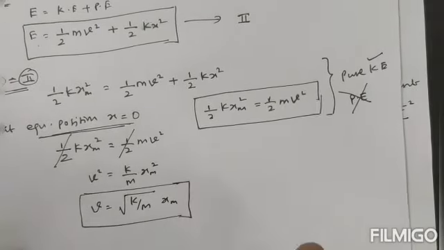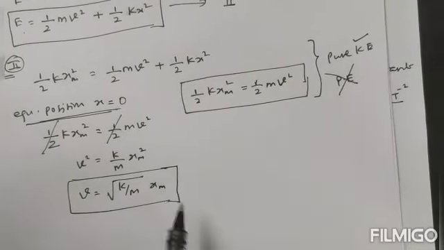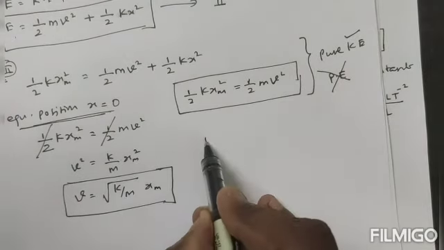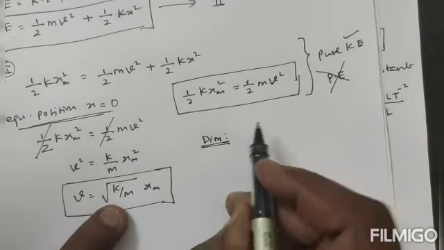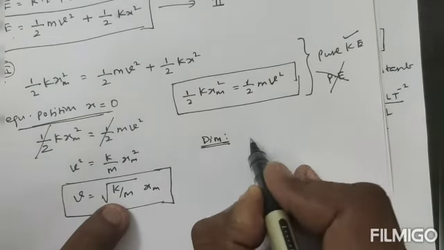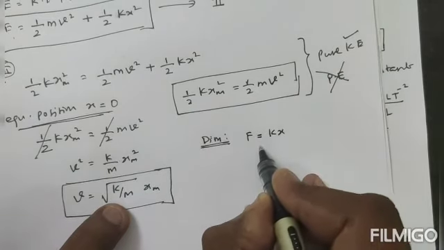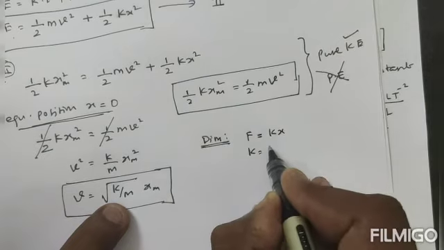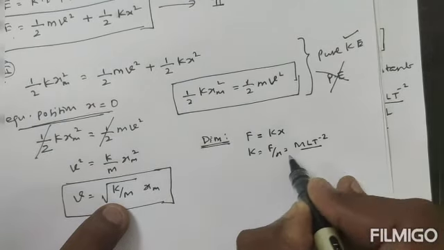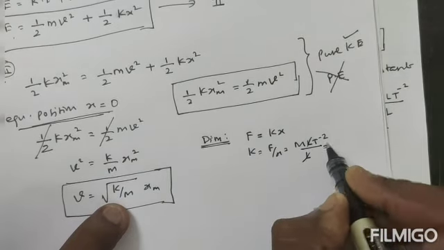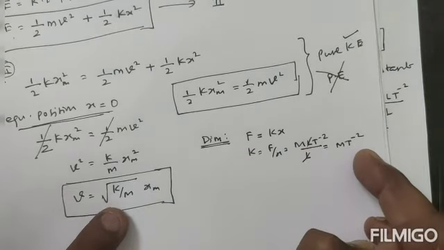I want to confirm this by using the dimensional formula. So let's write the dimension formula. You know the k value: for dimension formula purposes, F is equal to k into x. So we can write k is equal to F by x. The F dimension is m l t minus 2, divided by l. So l will be cancelled, and we can write m t minus 2. So this is for k.